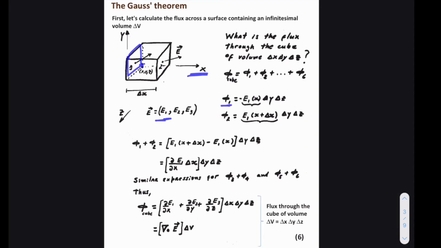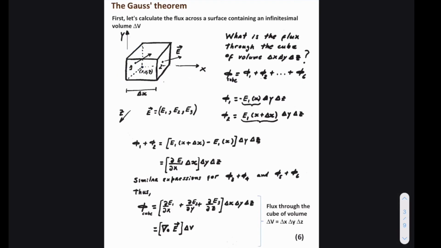So phi1 is equal to E1x times the area of that surface 1, which is delta y times delta z. And we also have a minus sign here because the electric field is entering through the surface, not going out.